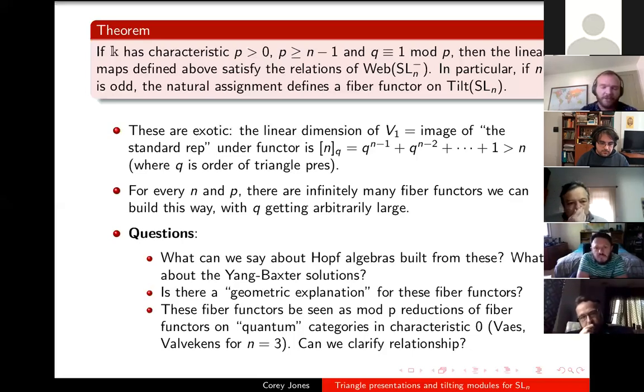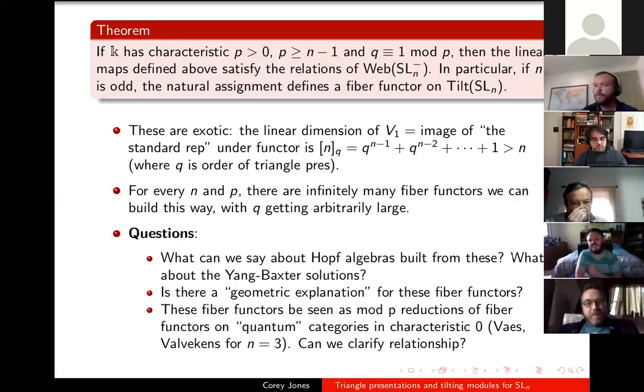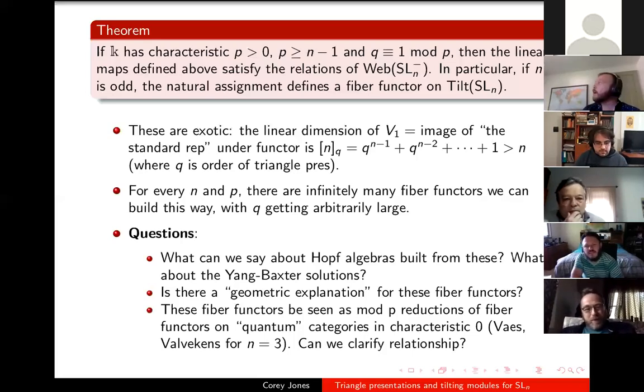But yeah, no, that's very interesting. Yeah, good question. I don't know the answer. Yes, that sounds interesting to me. So does it mean that you're getting set theoretical solutions of the quantum Yang-Baxter equation, or are they not set theoretical? No, they're not set theoretical.